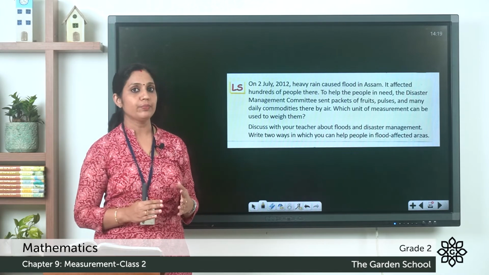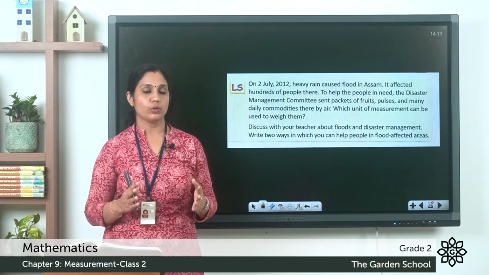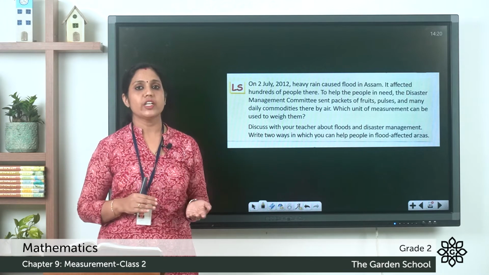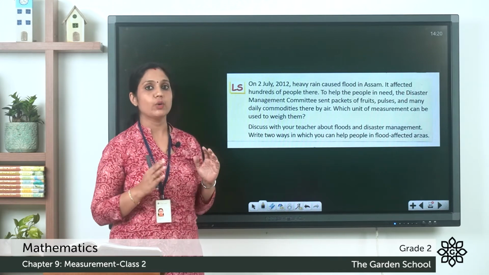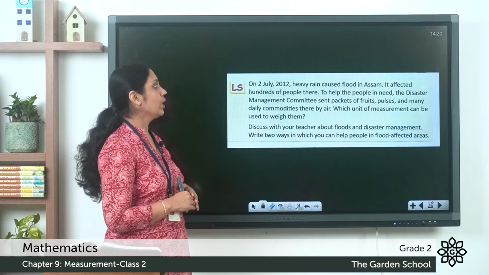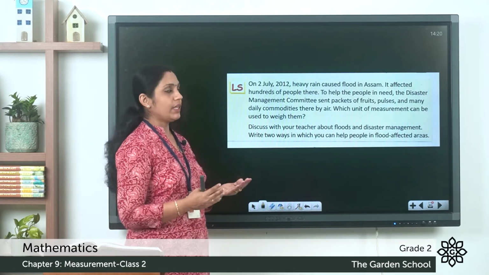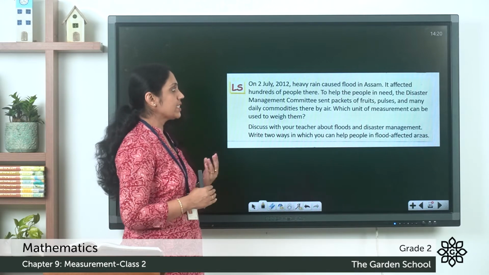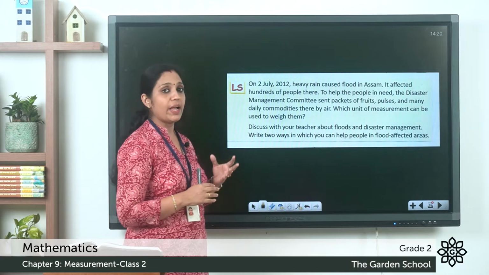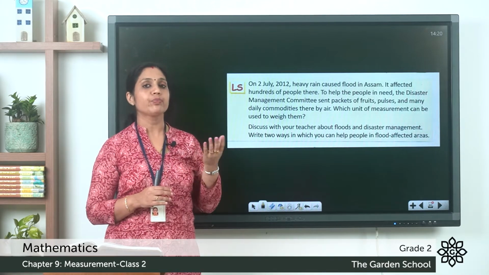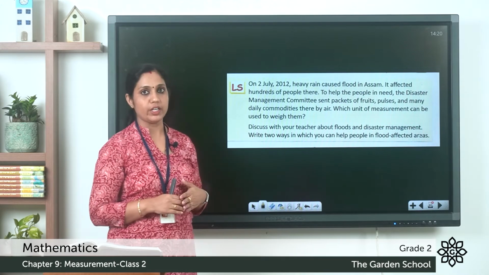So what is it given? On 2nd July 2012, heavy rain caused flood. So you also know in Kerala, 2 or 3 years back, heavy rain caused flood, right? Similarly, in 2012, there was a heavy flood in Assam also. And so hundreds of people were affected by that flood. To help the people in need, the Disaster Management Committee sent packets of fruits, pulses and many daily commodities there by air. Through air, that is by helicopter, they sent fruits, pulses and many other commodities.